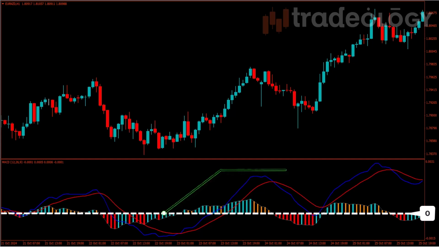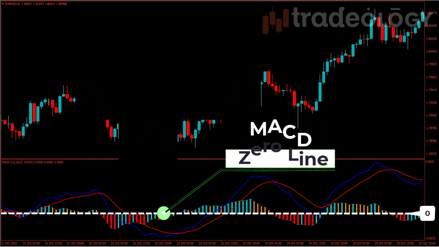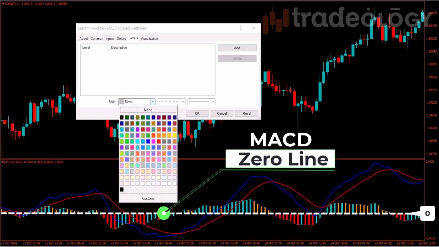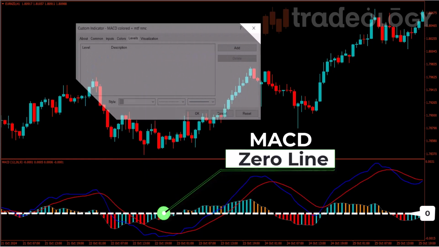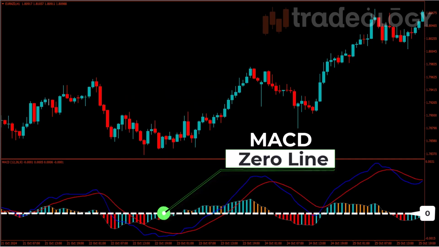And if you want it to pop on your chart, just double click the indicator, open the settings, and boom, you can change the color, the thickness, whatever you want, so it's crystal clear every time you look at it. So now here's why it's so insane. The zero line is literally the dividing line between bullish and bearish momentum.